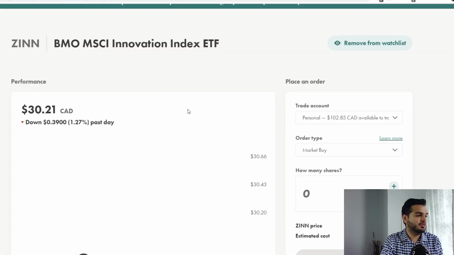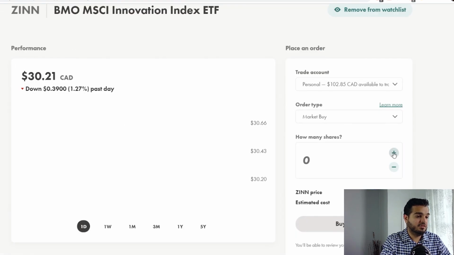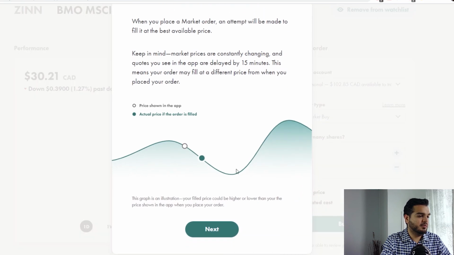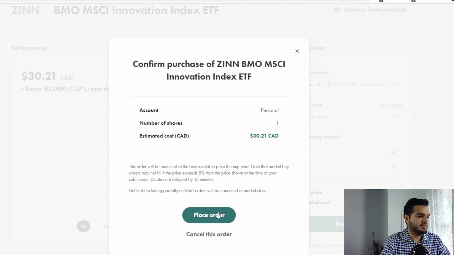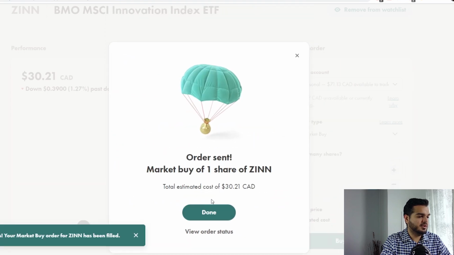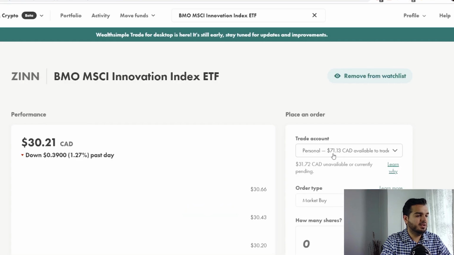So let's go ahead and make that trade. At this point, I'm more interested in buying just one unit. So let's go ahead and buy ZIN. Same thing, how the market works. Next. Sure, let's continue. Place order. Done. Now I have about $71 to use.